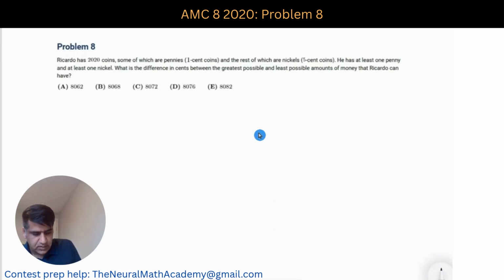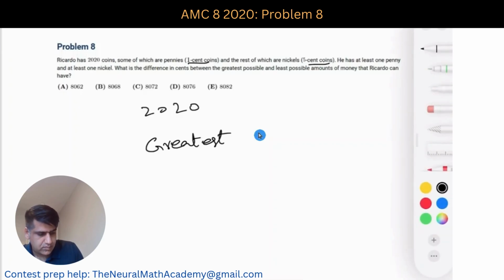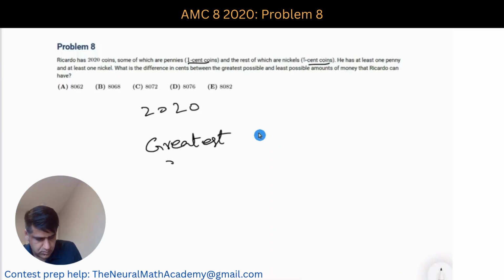So the total coins that we have are 20, and some of which are pennies and others are nickels. Okay, so we can set it up like this: the greatest amount minus the least amount that is possible.